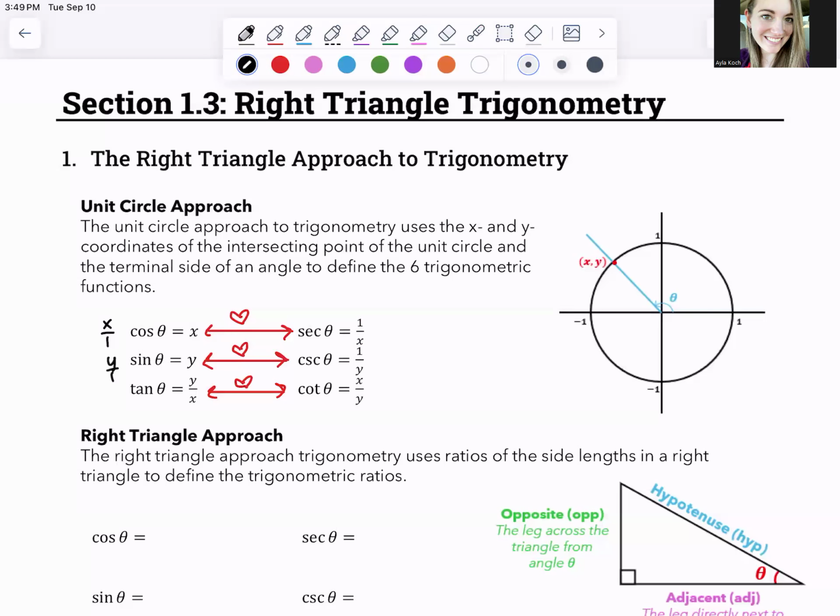Tangent is y over x, cotangent's x over y. It's important to remember these relationships, these soulmate ships, if you will, because if cosine is negative, so is secant. If cosine's positive, so is secant. They're the reciprocal of one another. They're sharing the same sign. There's a lot in common.